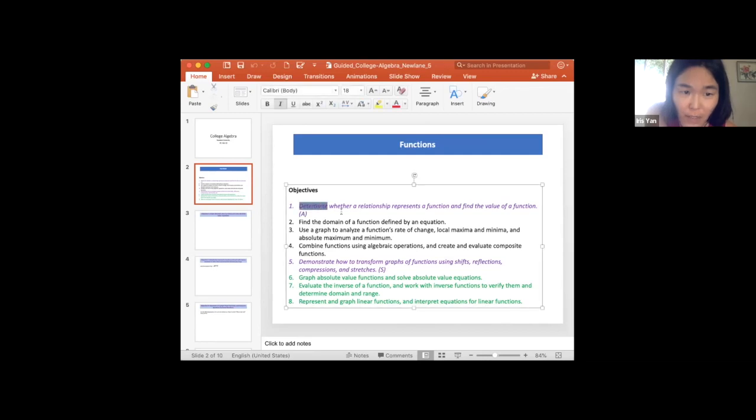The first objective was to determine whether the relationship represents a function, and find the value of a function. So how do we see if a graph is a graph of a function? There's a nice trick to it, and it just requires drawing. So I kind of wanted to share this.